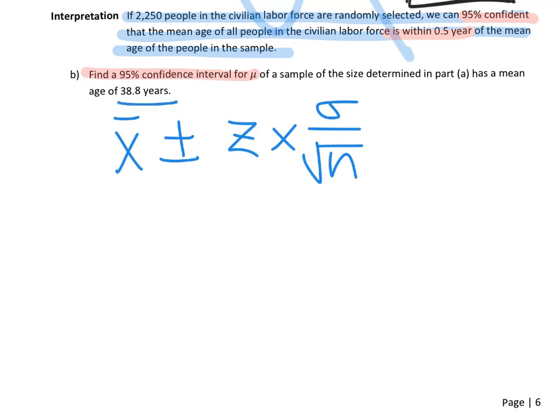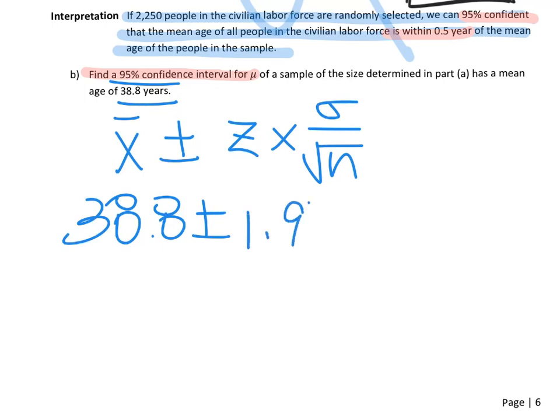The sample mean is given here, 38.8. And the z-score from the confidence level, 95% again, which was 1.96. And sigma was given in the example, 12.1. And now, how large is the sample size? We determined the sample size, which was 2250.